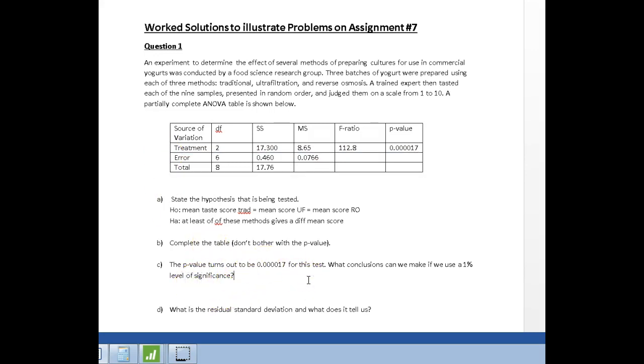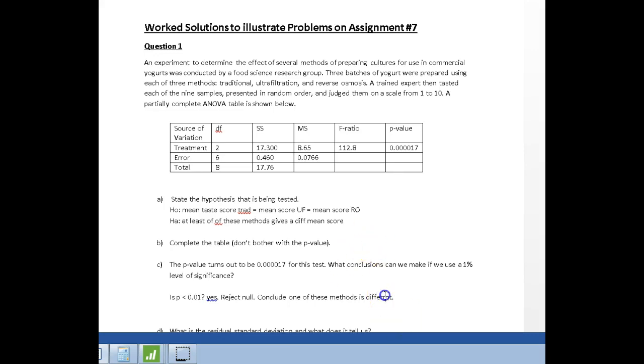Alright, what conclusions can we make if we are using a 1% level of significance? The question always is the same. Is p less than or equal to, in this case, my level of alpha, which is 0.01, and certainly 0.000017 is less. So the answer is yes. Reject the null hypothesis. And what am I going to conclude? Conclude one, but I don't know which one. One of these treatments, or one of these methods, whatever term you want to use, is different.